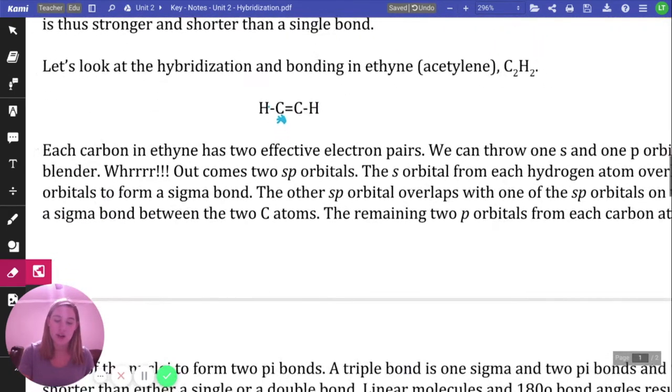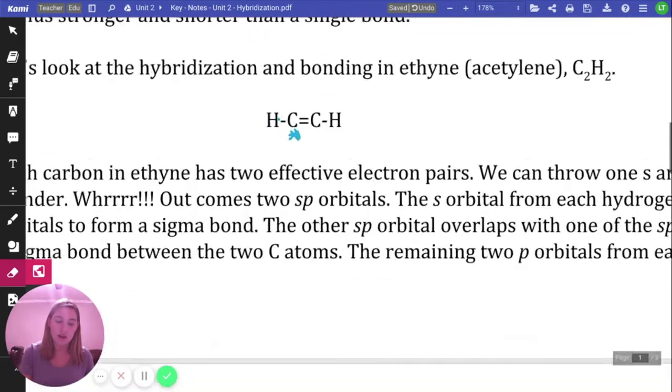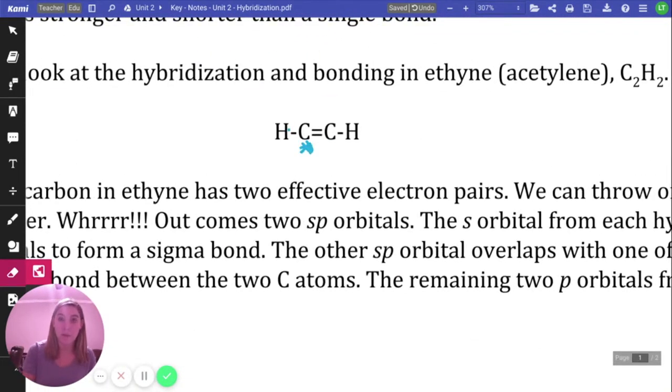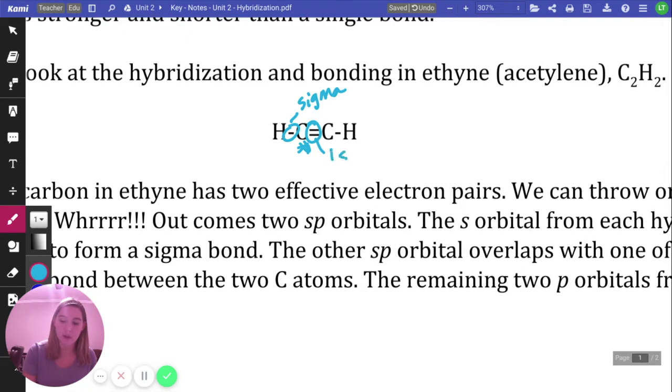All right. Between my hydrogen and my carbon right here, I have 1 sigma bond because I have a single bond. So that's a sigma bond. And then between my carbons, I have 1 sigma and 1 pi bond because it's a multiple bond there.